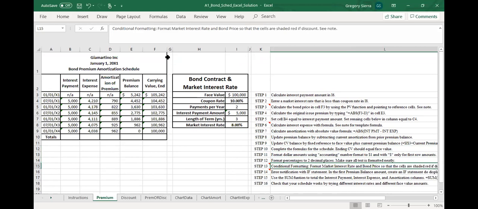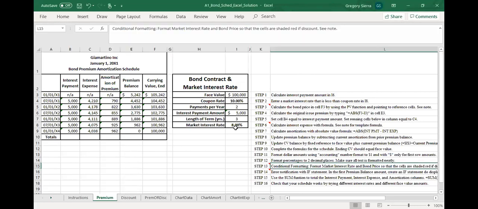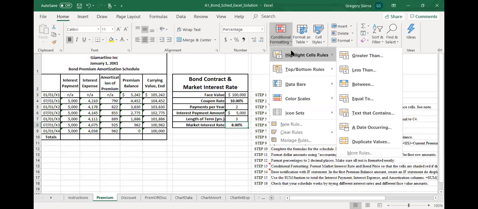Conditional formatting. So let me click up here. Let's see, I'm going to go up to this conditional formatting. Well, first thing I've got to do is pick the cell. So conditional formatting, highlight cell rules.